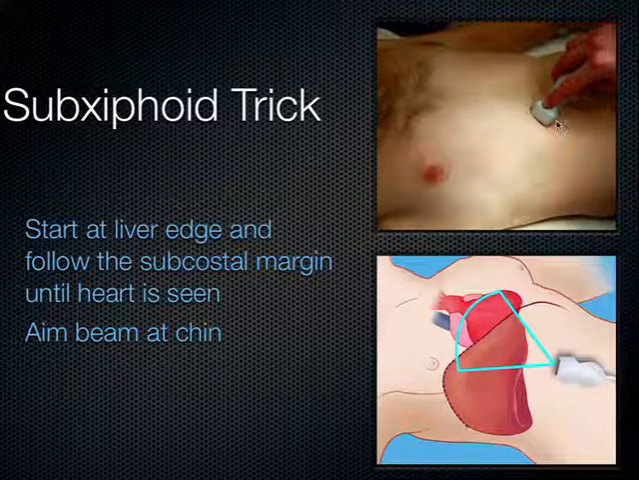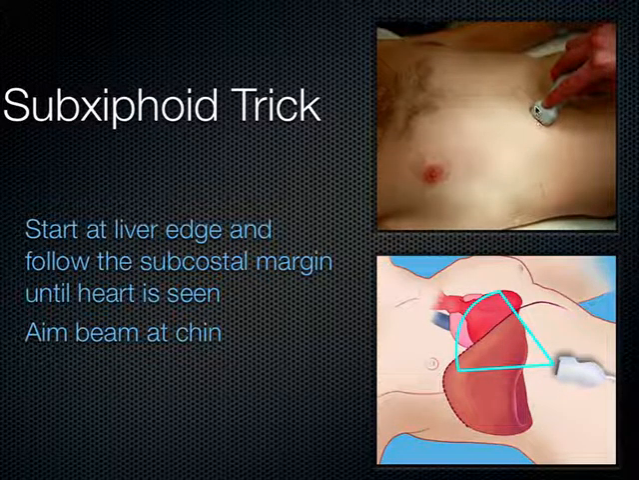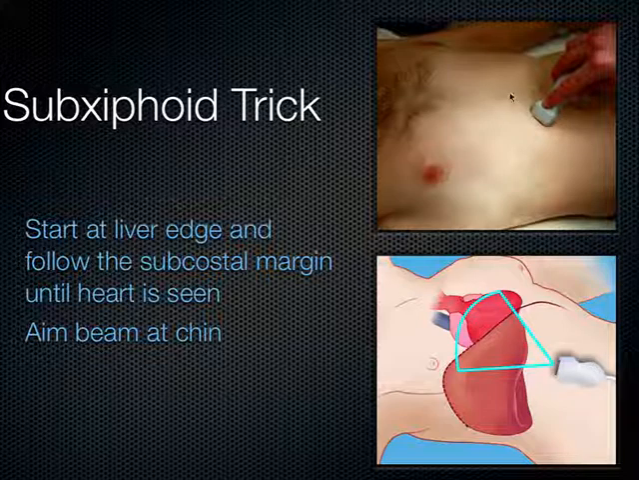So what you need to do, with the indicator aimed to the patient's right, sometimes it's helpful to start right up underneath the liver. Make sure you get a good view of the liver on the screen, and then slide that transducer right up into the subxiphoid notch, and then more often than not you'll see the heart on the other side of the liver.